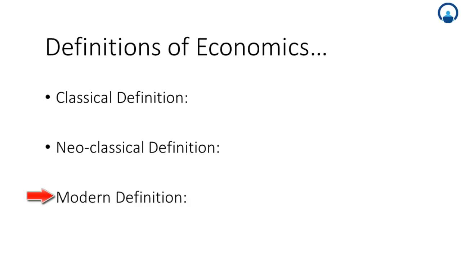Modern definition. It has two parts, A and B, which are given by different economists. A is Lionel Robbins' definition, which is popularly known as scarcity-oriented definition. He has defined economics as a science which studies human behavior in relationship between ends and scarce means that have alternative uses. Let's get to know about this in detail.